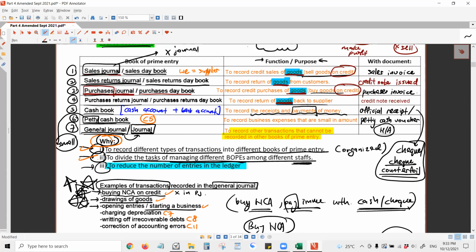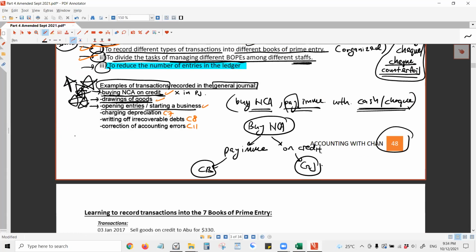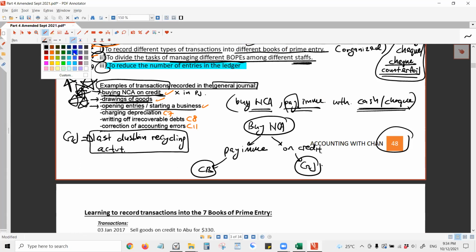General journal, it is a bit special. They tell you that transactions that cannot be recorded in other books of prime entry, you use it. Okay, use the general journal. Some examples are here: buying NCA on credit, drawings of goods, and opening entries, or starting a business. You can think of the general journal as, okay, write down together, the last dustbin in recycling activities. You know what recycling activities are, right? Okay, the last dustbin in the recycling activities. So try to think of recycling activities.